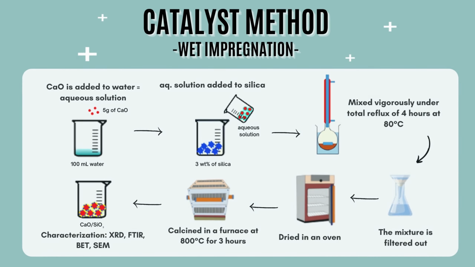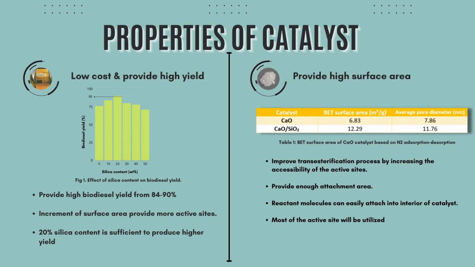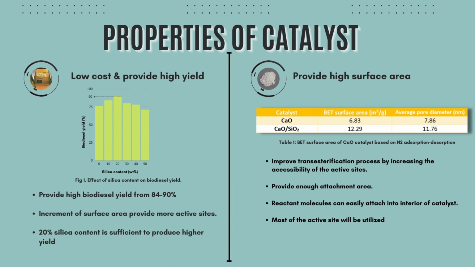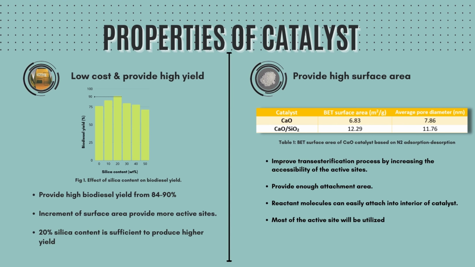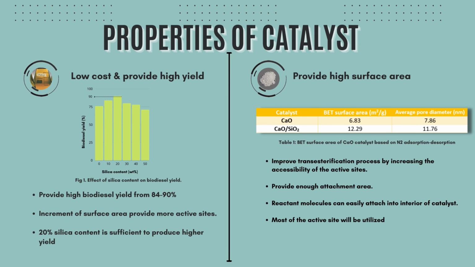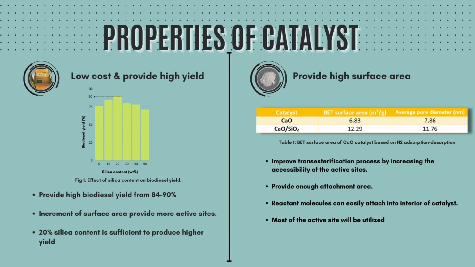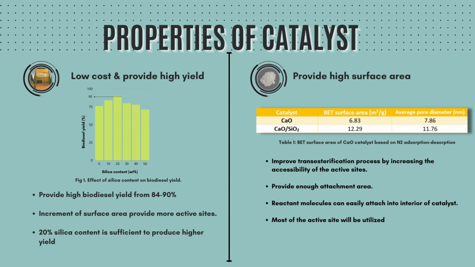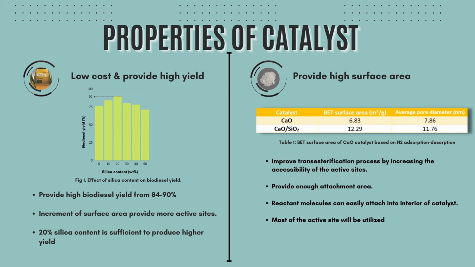hours before further characterization. As for its properties, apart from its low cost, the catalyst provide high biodiesel yield up to 90% due to the increment of surface area, which provide more active sites, and 20% silica content is sufficient, and excess silica is not needed since it will inhibit the kinetics of trans-esterification reaction. Second, it provide high surface area where BET surface area of the supported catalyst is larger. Hence, this improve the catalyst activity by increasing the accessibility of the active site and provide enough attachment area.